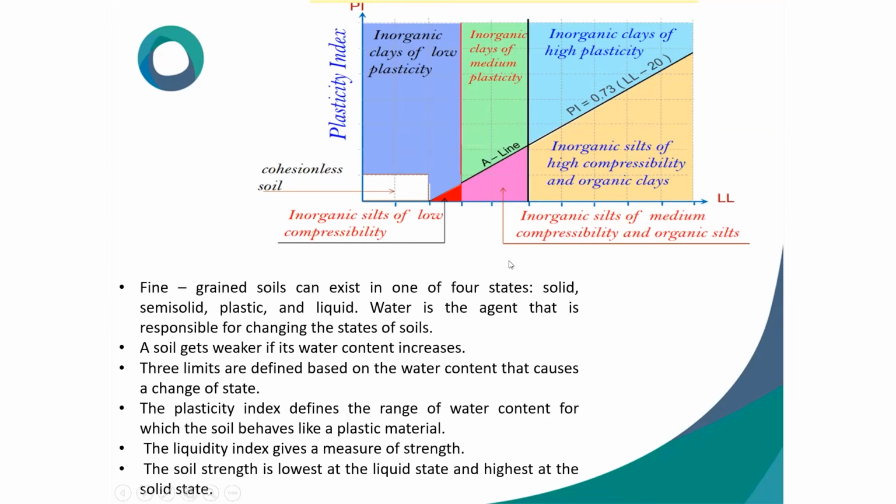Fine-grained soil can exhibit one of four states: solid, semi-solid, plastic, liquid. Water is the agent that is responsible for changing the state of soils. The soil gets weaker if water content increases. The three limits are defined based on the water content that causes a change of state. The plasticity index defines the range of water content over which soil behaves like a plastic material. And also liquid limit gives the measure of the strength. The soil strength is lowest at the liquid state and highest at the solid state.